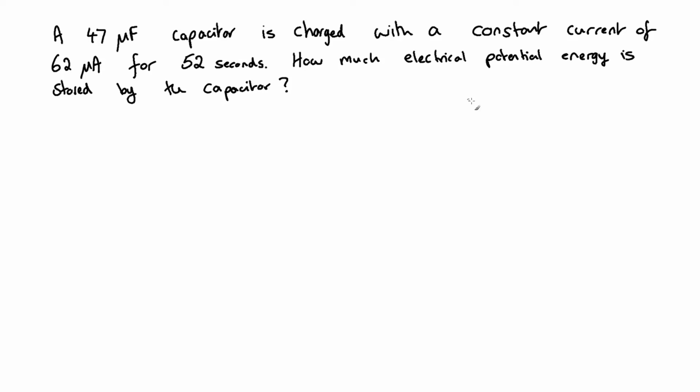And they want us to know, in that situation, how much energy will be stored on the capacitor. Well, looking in our data book, we can look at the formula. So we already talked about energy stored on a charged capacitor being half QV, or half CV squared, or even Q squared over 2C. Well, we know the capacitance, which is useful, but we also need to know either the potential difference across the capacitor or the charge stored on the capacitor. Now, we don't know either of those things at the moment, but we do know we've had a constant current of 62 microamps for 52 seconds.